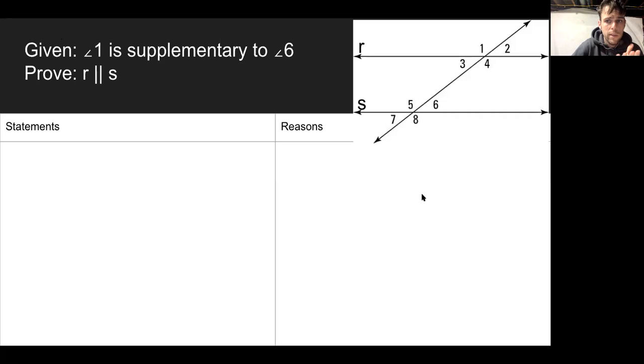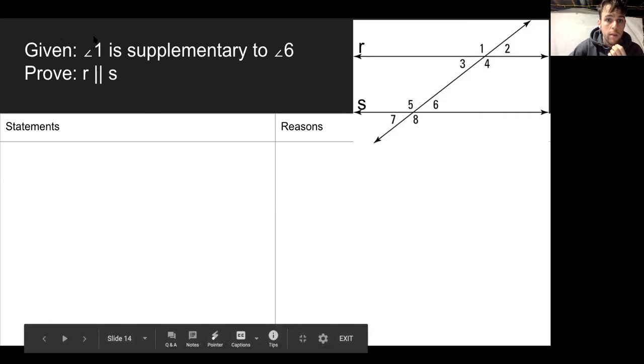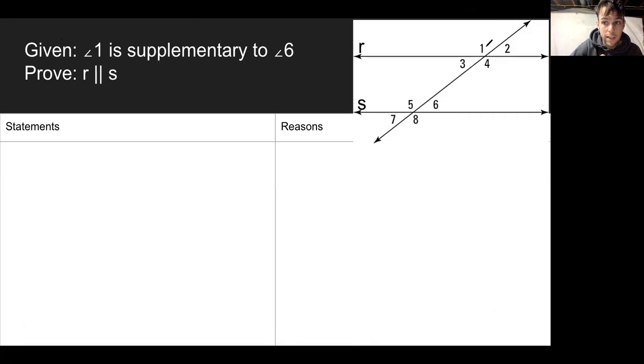All right, so let's look at some examples. So here we have a supplementary relationship. 1 is supplementary to 6. Those don't have a particular name that I know of. They're not corresponding. They're not same side interior. They don't have a set relationship. So 1 is supplementary to 6. That means another way of thinking of that is that the measure of angle 1 plus the measure of angle 6 equals 180.